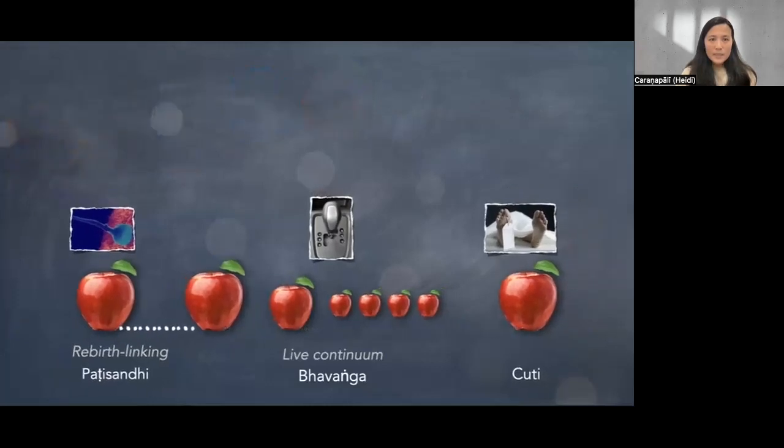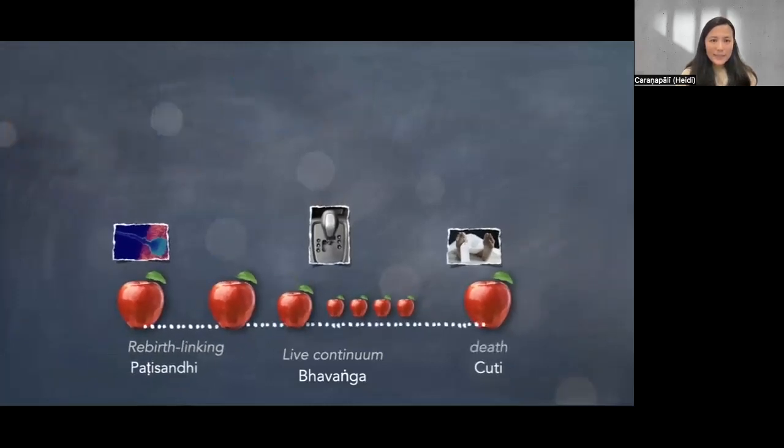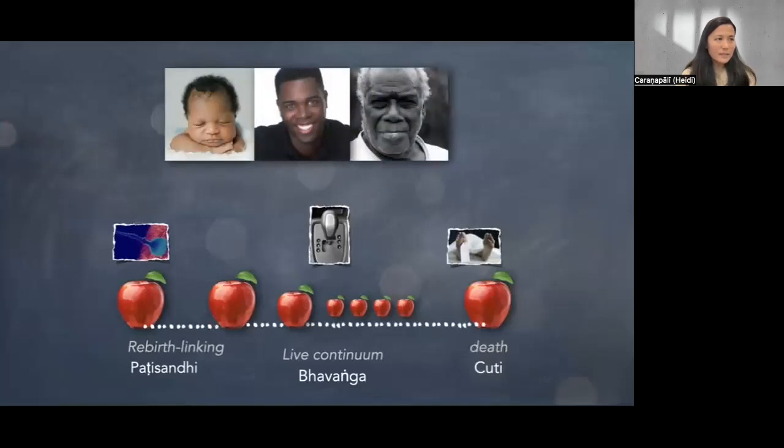So let's say in this particular lifetime, this baby was born, from conception until he passes away. During this lifetime, the rebirth linking consciousness, the bhavanga chittas and his death consciousness, meaning the last chitta of this lifetime, will always be the same. We're only talking about the same type of resultant consciousness, these three functions: patisandhi, rebirth linking, life continuum, and death.